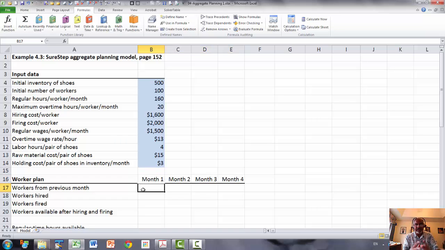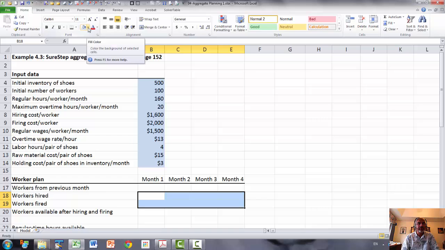and you can set it up for any number of months once you get the model idea understood. We're going to start with how many workers we have initially, then how many workers we're going to hire or how many workers we're going to fire. From that we'll figure out how many workers will be available for us to work in that given month. So we're going to set these two rows as changing cells or decision variables.